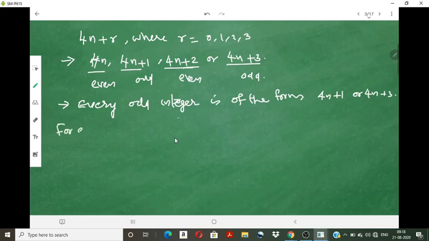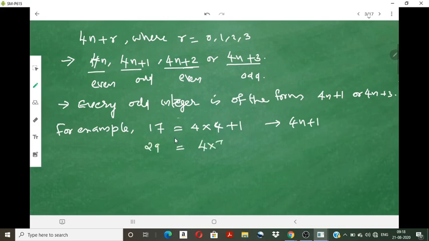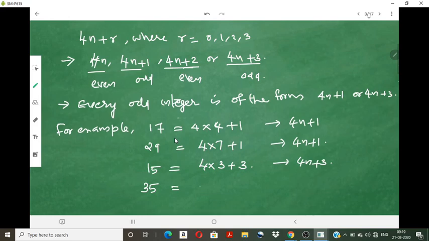Okay, for example, if we consider 17, we can write it as 4 into 4, that is 16, plus 1. So this is of the form 4n plus 1. Similarly, 29 we can write as 4 into 7 plus 1, again of the form 4n plus 1. Now if we consider 15, it is 12 plus 3, that is 4 into 3 plus 3, so this is of the form 4n plus 3. Similarly, 35 we can write as 32 plus 3, 4 into 8 plus 3, again of the form 4n plus 3. Similarly, we can see that any odd integer is either of the form 4n plus 1 or 4n plus 3.